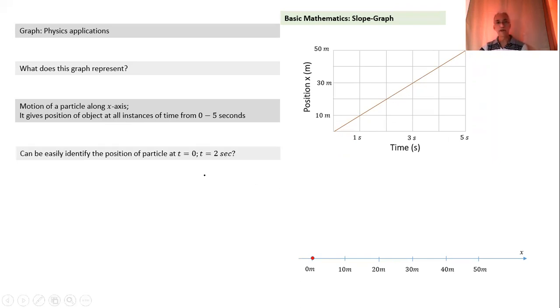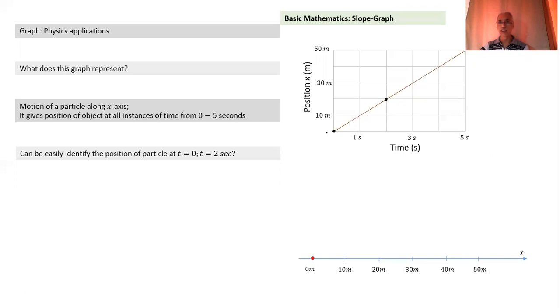So can we easily identify the position of the particle at t equal to 0 seconds and t equal to 2 seconds? And whenever I have a question mark, think for the answer also. What is the point corresponding to t equal to 0 on the graph? This is the point corresponding to t equal to 0 on the graph. And this is the point corresponding to t equal to 2 seconds on the graph.